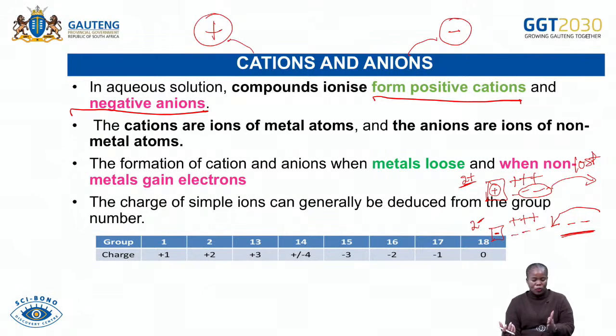So your group 1, your group 2, group 13, 14, 15, 16, 17, 18. So we don't have a 19, just 17 and 18, because your 18 will be your noble gases, and then your 17 will be your halogens.